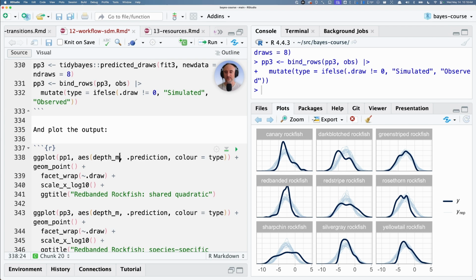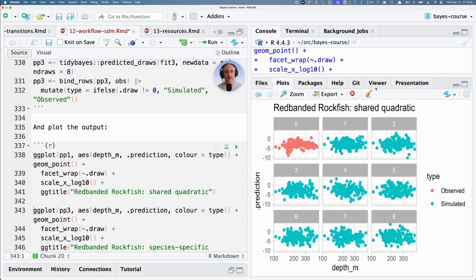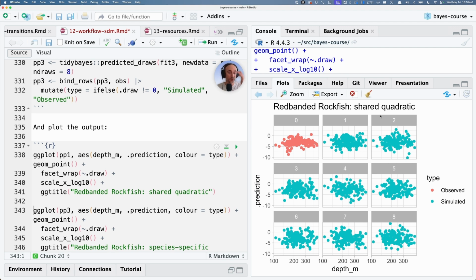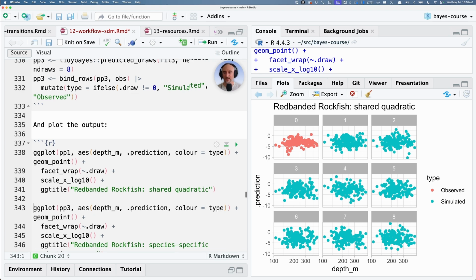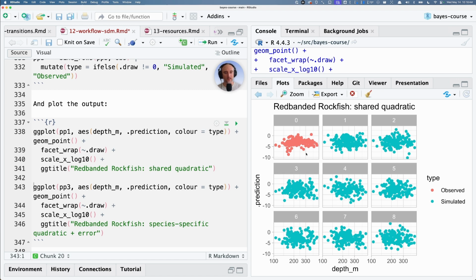Now if I plot out my first model, this is the one with the shared quadratic. Observed data on the first panel, and we see that there is some curvature in that, but we're not really getting the same curvature for that species in my simulation draws. We also see in particular that the spread is different. These generally have a wider spread than my red banded. And that's what we saw with the importance of the observation error being different.